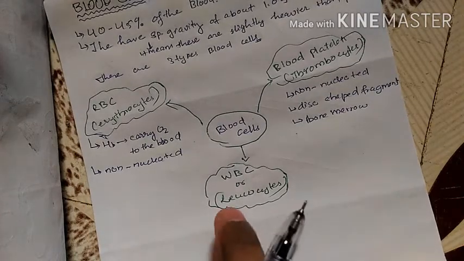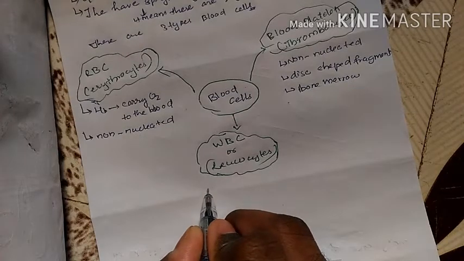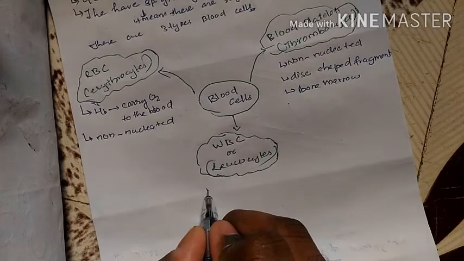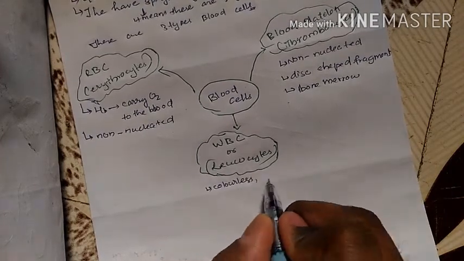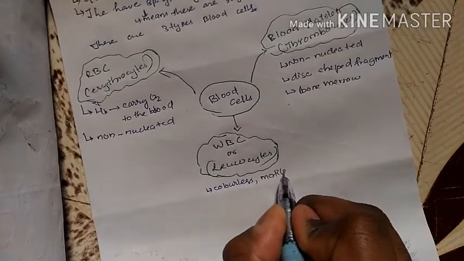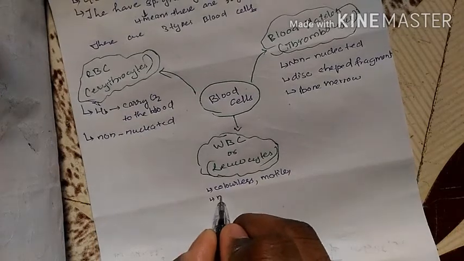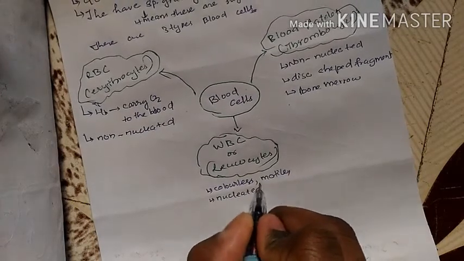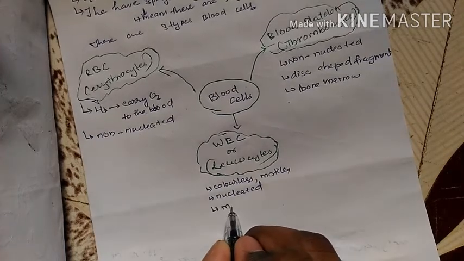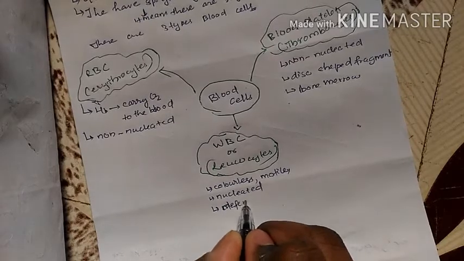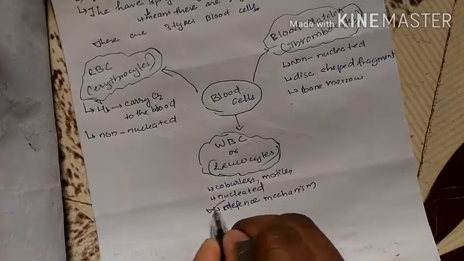Next, WBC or leukocytes. These are colorless, motile, nucleated cells. They have a nucleus. Number one, colorless. Next, motile. Next, nucleated. These cells are involved in the defense mechanism. This one is important. They are also called PMNCs, that is polymorphonuclear corpuscles.